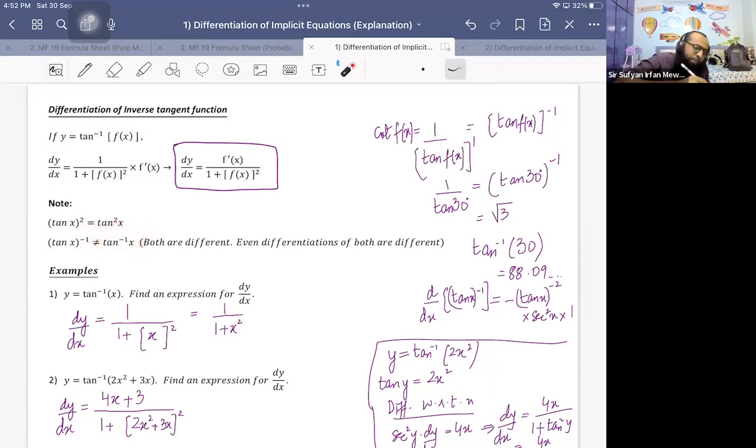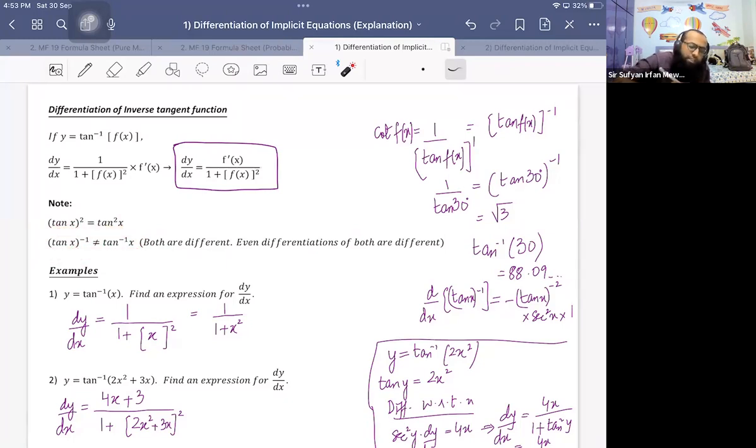You know why? Because tan square x is not a separate function on the calculator. But tan x whole power -1 means 1 upon tan x. And tan inverse x is an inverse tangent function, which is different from tan x whole power -1. So as both of them are different, we cannot treat them as the same. So tan x whole square can be converted to tan square x, but tan x whole power -1 cannot be converted to tan inverse x. So these are both different.